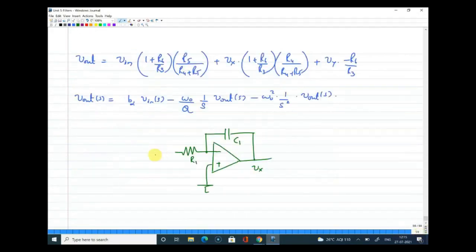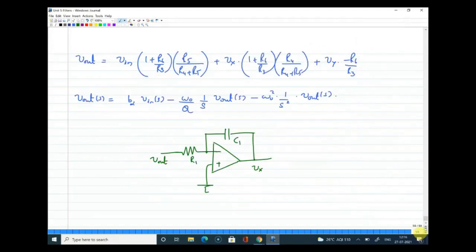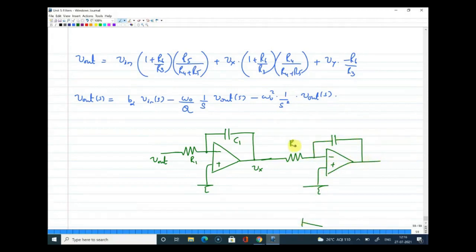So V out should come at this point. From where will V out come? V out will come from the summer. This is the summer, right? The summer output should come to the first integrator, and you will get the output here. Now the output of the first integrator should go to the second integrator. The second integrator is here, minus and plus, and this is R2 and this is C2. So Vx is going to the second integrator, and what you will get here is Vy.